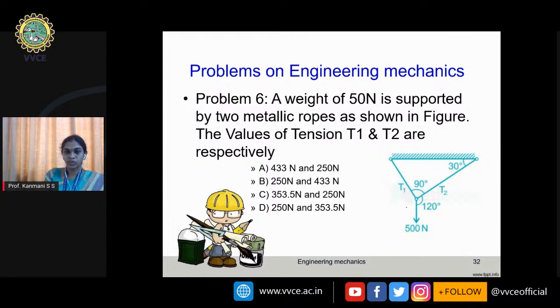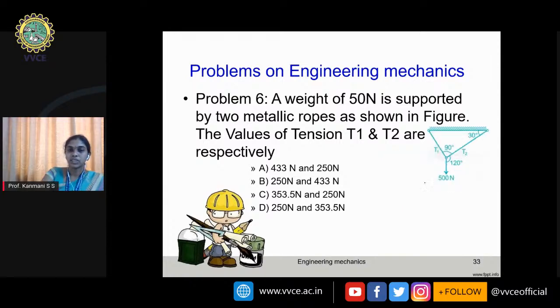The weight of 50 Newton is supported by these two metallic ropes. We have to find what is T1 and what is T2. That's our main intention. So let me solve this problem. Before solving, let me talk to you about Lami's theorem.